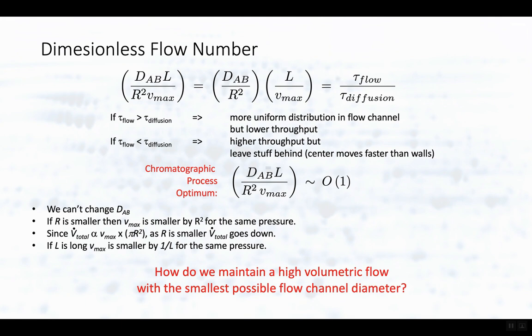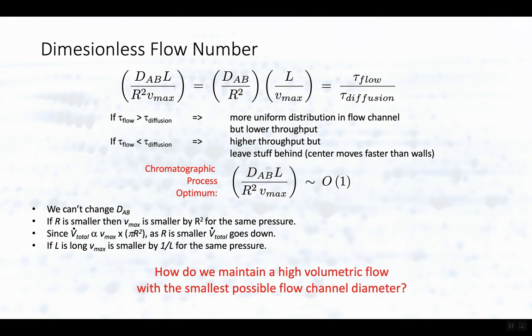When we're in a chromatography process, what we really want to do is balance the diffusional time constant to the flow time constant to make that dimensionless number essentially equal to 1, or as close to 1 as we can get. That's where we get the best uniformity and the highest throughput. So that's our design goal in doing chromatography.